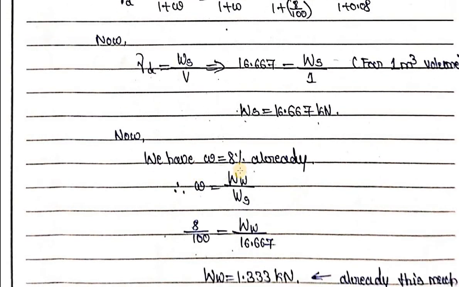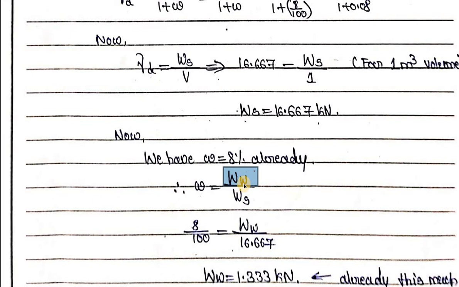So we know that 8% water content is already present, means water content is equal to weight of water divided by weight of soil solids. So now you might be understanding why I have calculated weight of soil solids. I calculated it to find the weight of water which is already present.